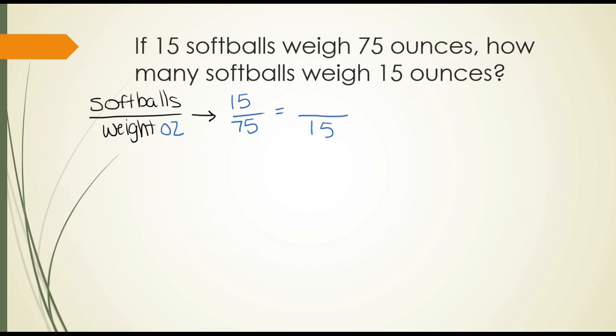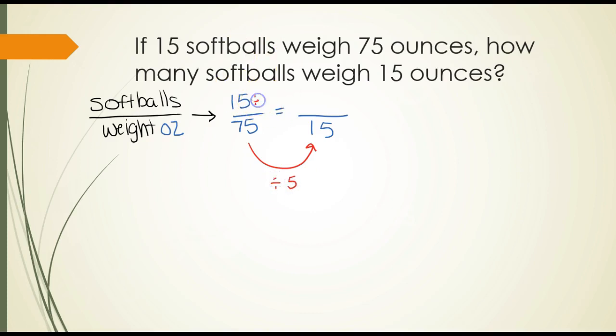Ooh, this one's trying to trick us though. Be careful. Going this direction, I'm going from 75 to 15. So is that a multiplication or is that a division? Good, that is a division. So 75 divided by 15 is 5, so I'm dividing this by 5.